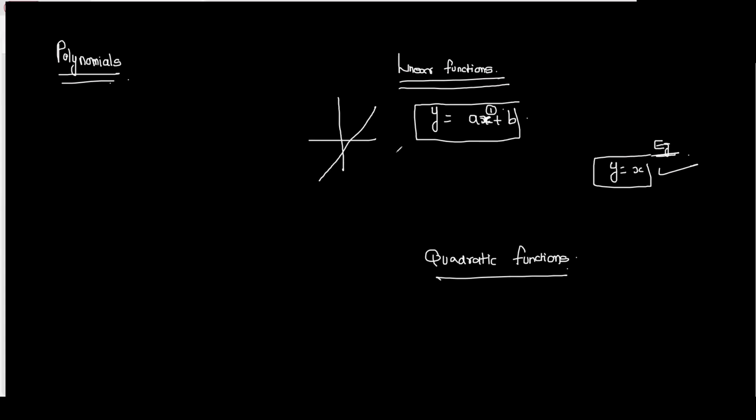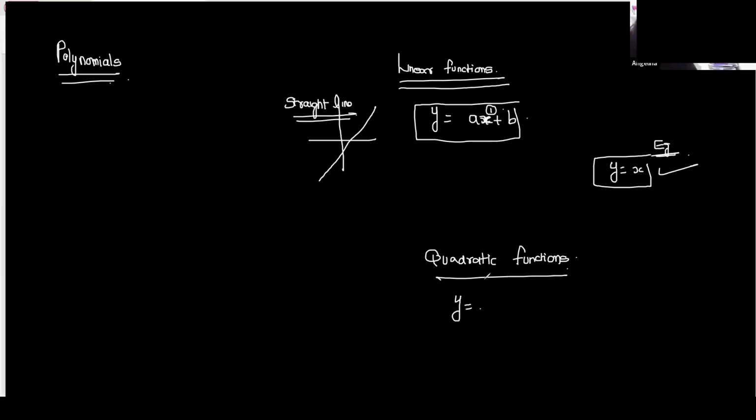So the graph of a linear function is always a straight line. You get my point? And the equation is of the form y is equal to ax plus b. And remember, the highest power of x in a linear function is always 1. Clear? Now coming to quadratic. Can you tell me how you will write a quadratic function?